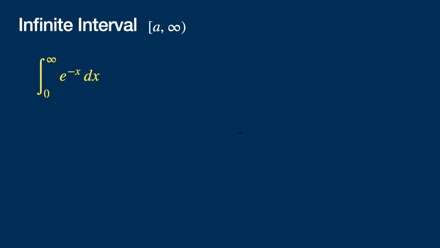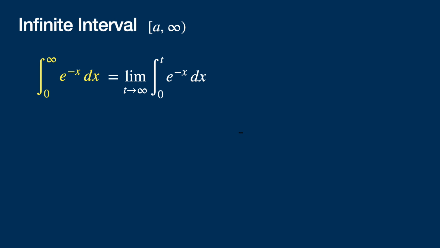Let's have the first example. The first example is the integral from 0 to infinity of e to the negative x dx. The interval is 0 to infinity. How are we gonna define this improper integral? It's gonna be the limit as t approaches infinity. T is gonna move. The interval is gonna be 0 to t, but t is gonna move. So first we calculate the integral from 0 to t of e to the negative x dx. Then we take the limit of that value and figure out the improper integral.